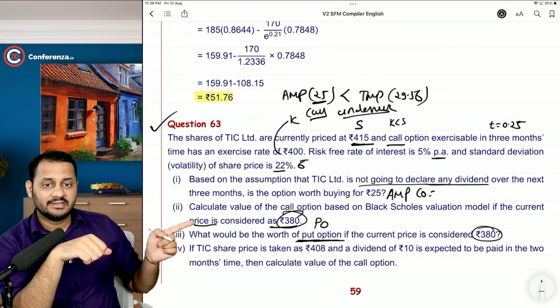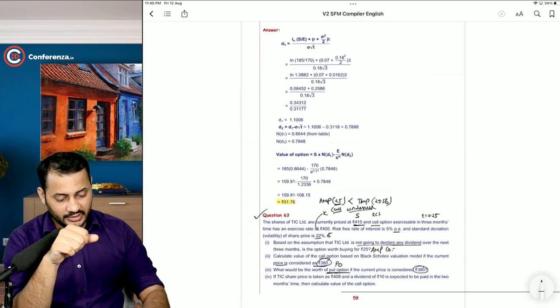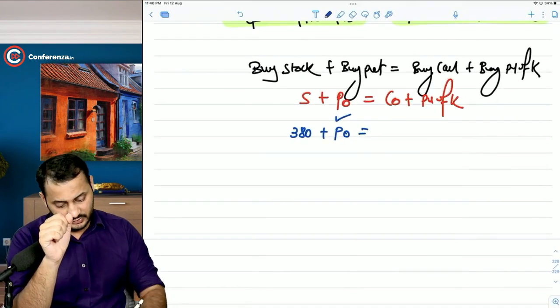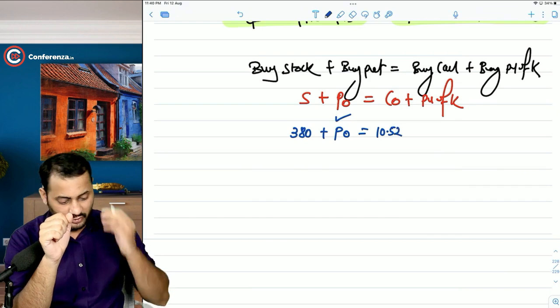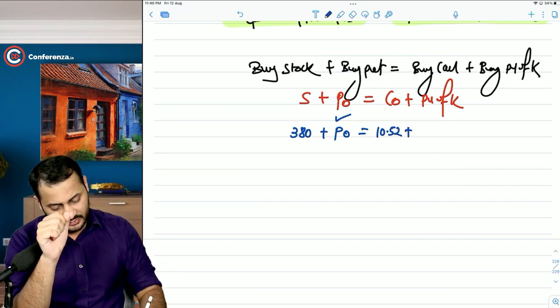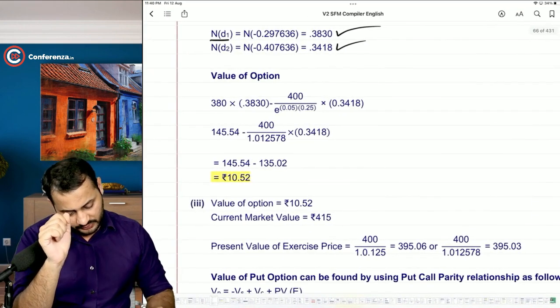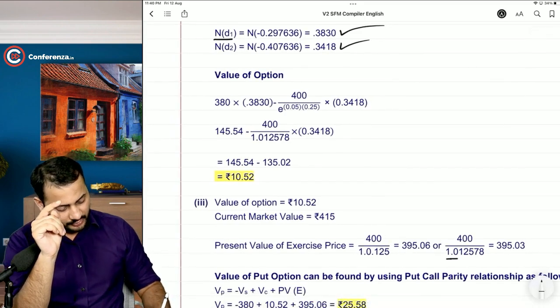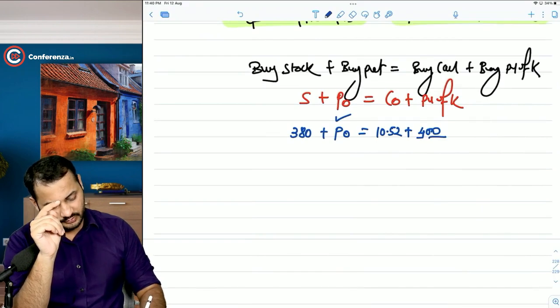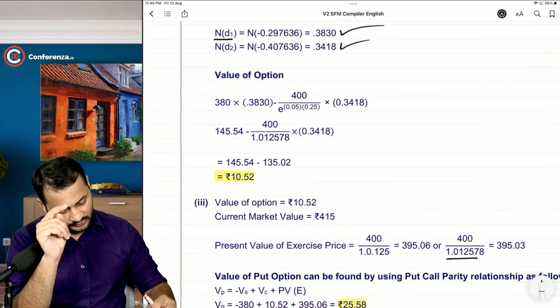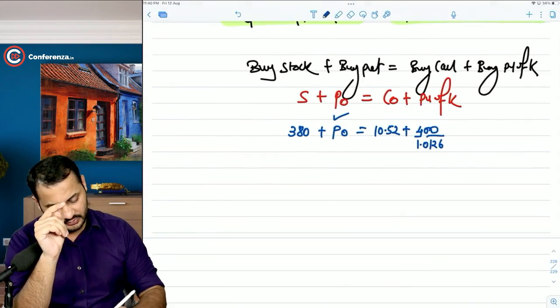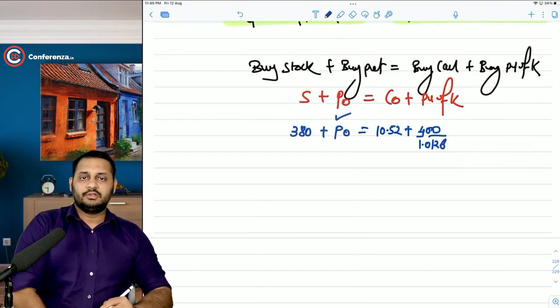See, when the price is 380 and in this case also the price is 380, I can take the call value from the earlier part, which was calculated by us as 10.52. So 10.52 is the premium of the call option and the present value of K is nothing but 400 into e to the power minus RT. e to the power RT is 1.01256. You remember? 1 divided by 1.01256. And then try solving it.